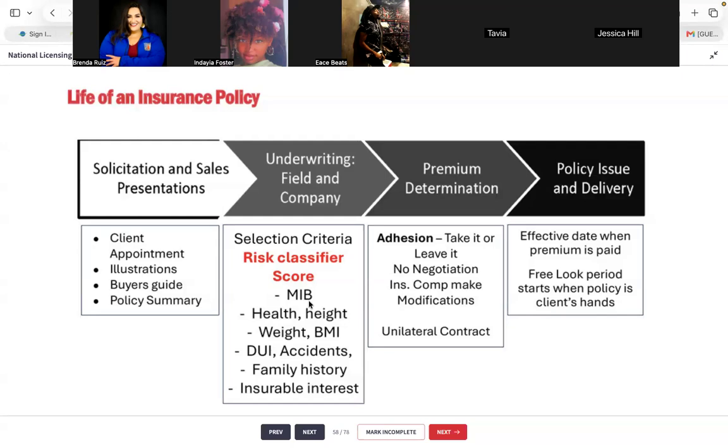Now, once that policy is issued and enforced, that policy must be delivered to the client. Guys, don't get lazy. Deliver that policy, because technically, if the policy is not signed and returned, there's a form that needs to be signed and returned. If it is not signed and returned, it is not considered accepted.